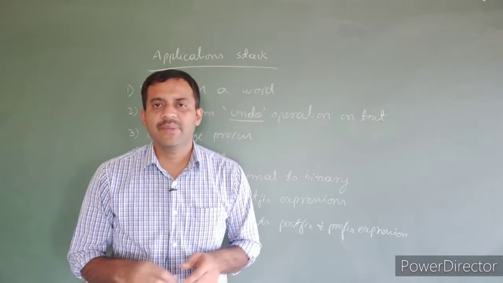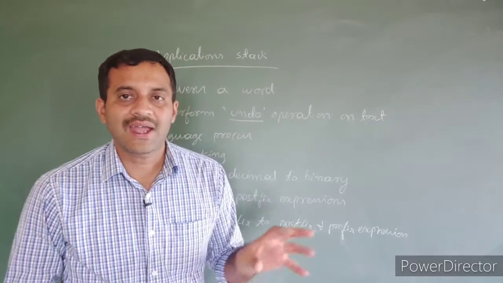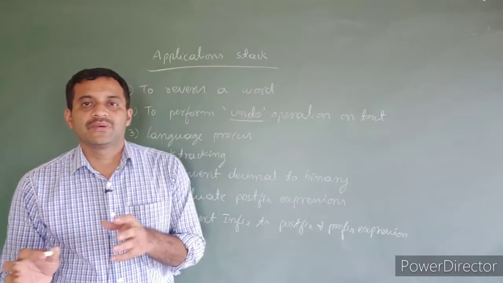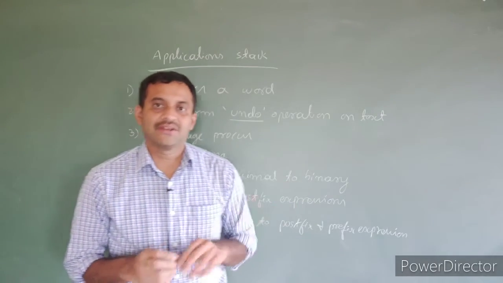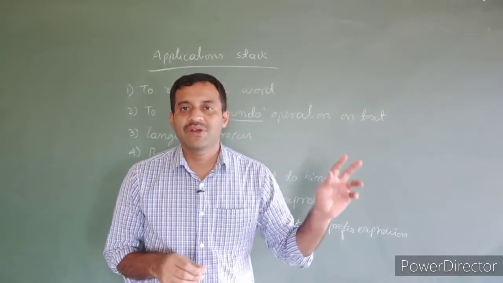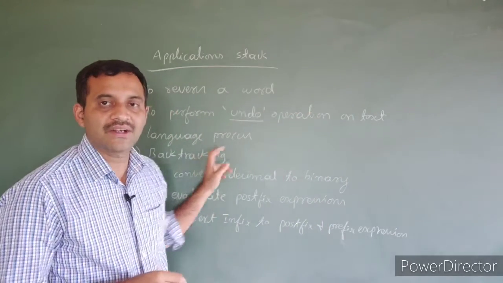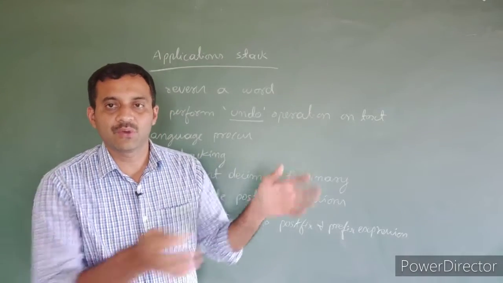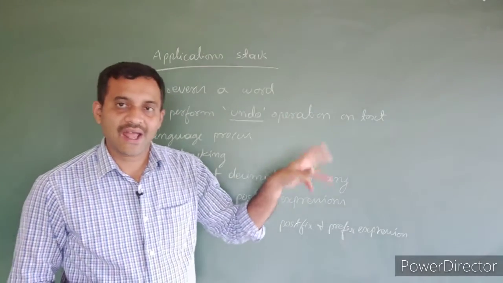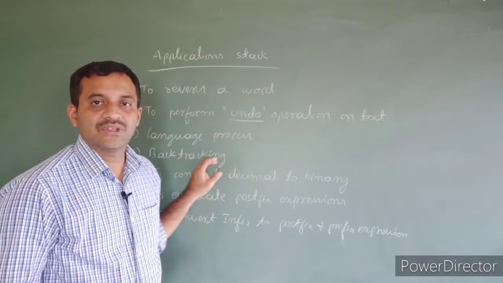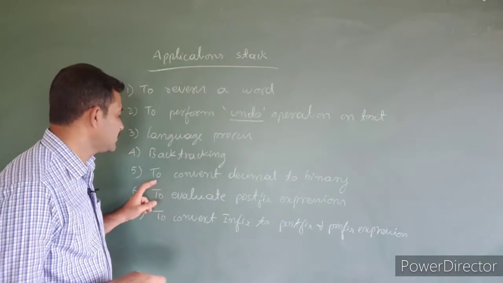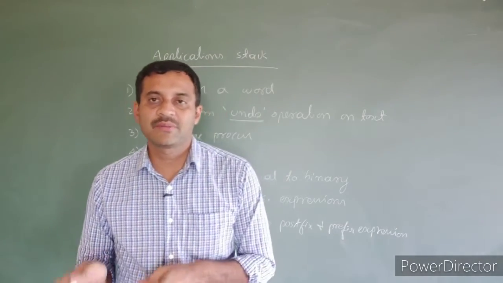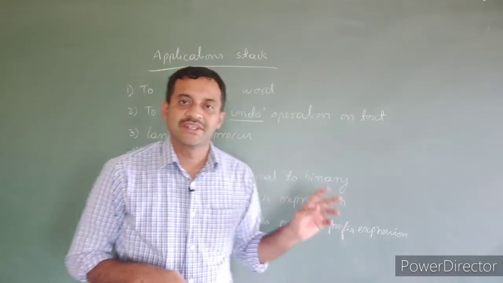Backtracking. Here backtracking means we have to access a character or number from the group of elements. To monitor the tracking, again we have to use the stack. We have to access the topmost element from the stack, or the topmost element from the group of elements, to track the back end. Next one is to convert decimal to binary number system. To convert a decimal number to binary number system, we use stacks.